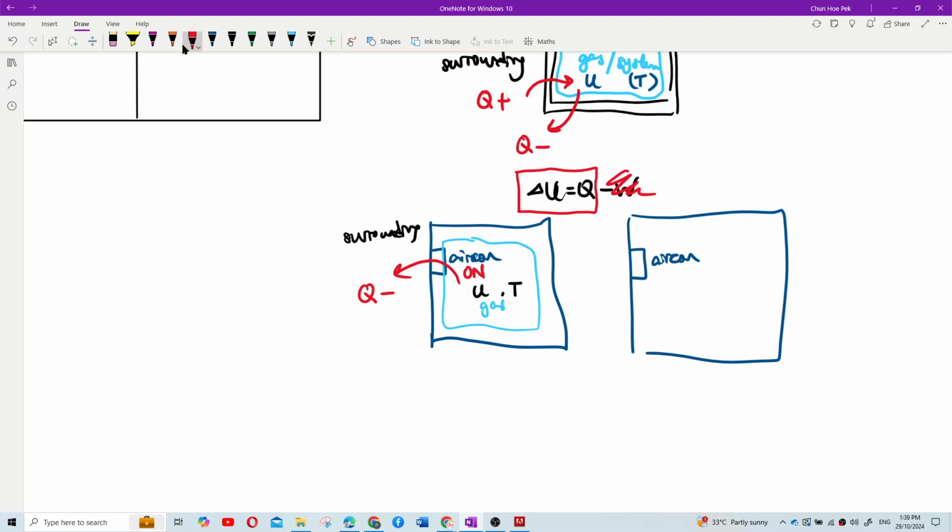So what happened to the internal energy of the gas? What will happen? Look at the formula, delta U equal to Q. When Q is negative, that means heat release to surrounding. Ya? Heat dibawa keluar dari bilik ke luar. So what happened to the delta U? Delta U also become negative. Understand? Heat is removed from the room by the aircon.